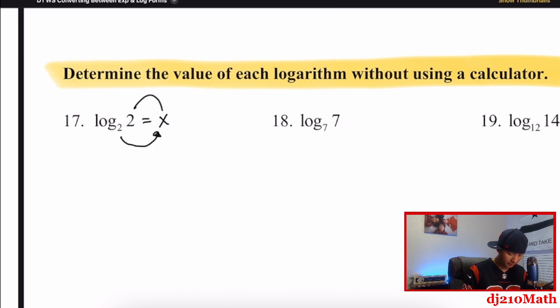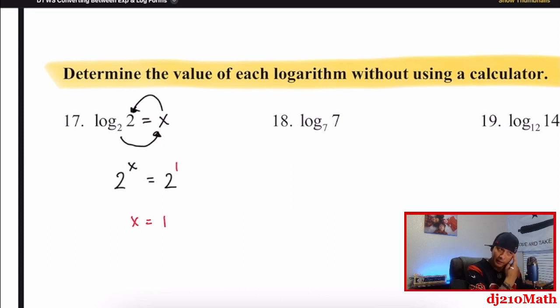2 to the x power equals 2. So think about this. With 2, it's implied that the power is a 1. So 2 to the x is equal to 2 to whatever the exponent is. Because the bases match, we can equate the exponents to each other. So x is equal to 1.